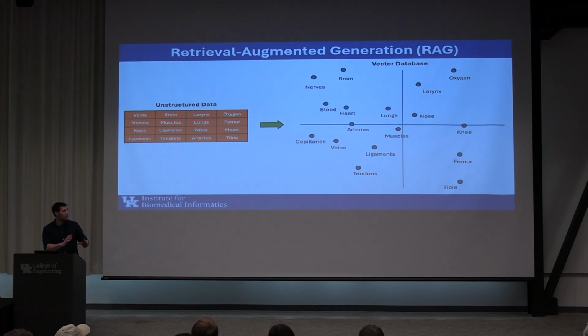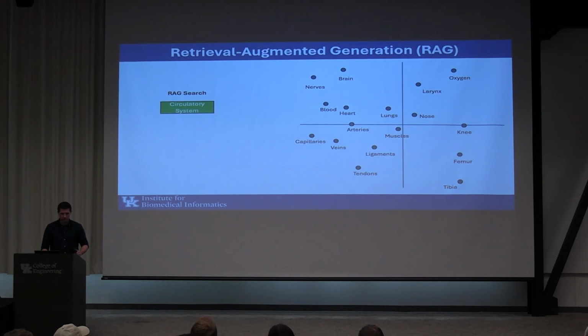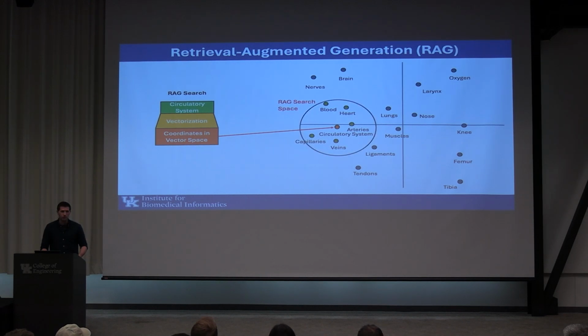And it might look something like this, where it groups all of those points into a vector database on the right. So now, if we want to search for that, we do the same process, and we vectorize the circulatory system in the same way that we vectorized all of the data that we put into the vector database. And then we get coordinates in vector space of circulatory system in the same vector space as all the data that we encoded, and then we find that it's there, for instance.